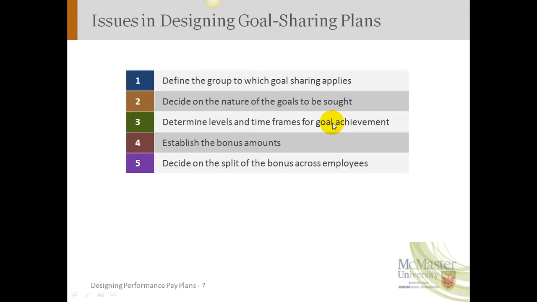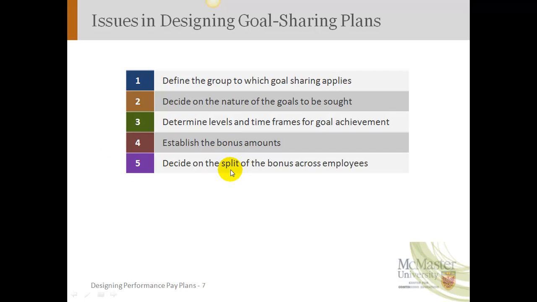Determine the levels and time frames for goal achievement. So when are you going to measure them? Again, this speaks to the frequency of the payout. Some companies might pay out monthly, some companies might pay out quarterly, but again, you want to make sure that it's frequent enough so that it continues to be motivating. And again, in terms of motivation, how much of the bonus are they going to be able to get? So in other words, we want to make sure that we let employees know what the amount is that they're eligible to get, so that there's a target for them to reach.